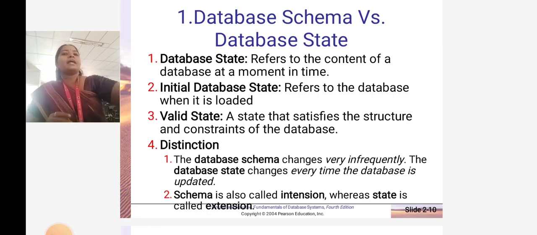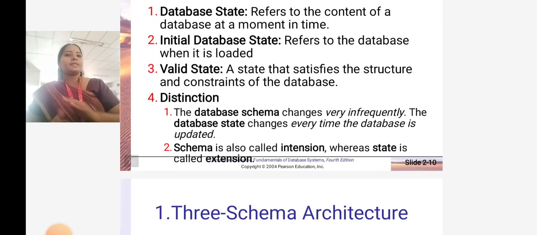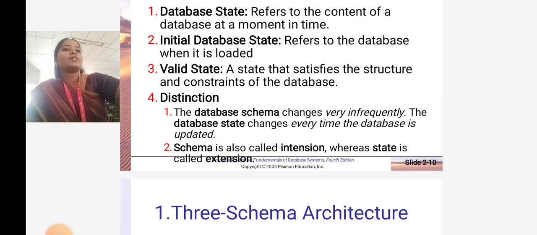What is meant by the distinction? The database schema changes very infrequently. There is no differentiation in a particular data. There is no update in a particular data. It is neither updated nor manipulated. That data is called the database state. That is known as the database distinction state. Schema is also called intension, whereas the state is called extension. Schema is known as an intension, whereas the state is called an extension.